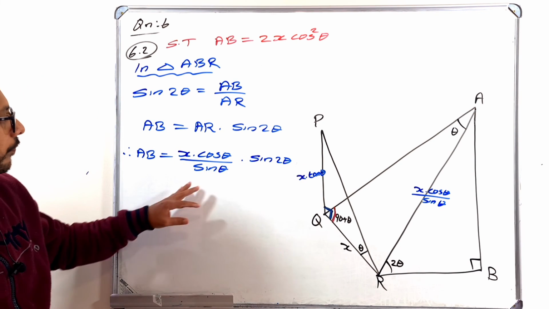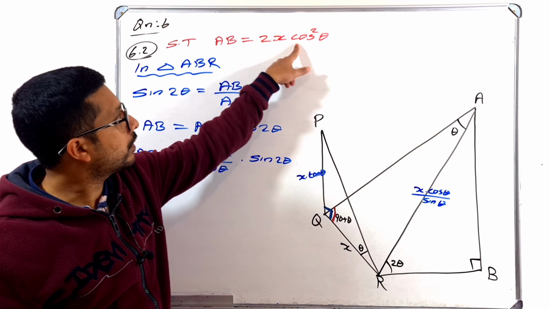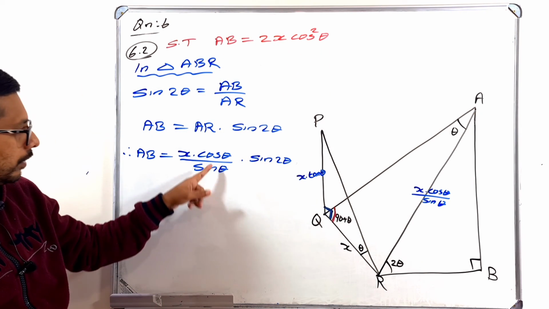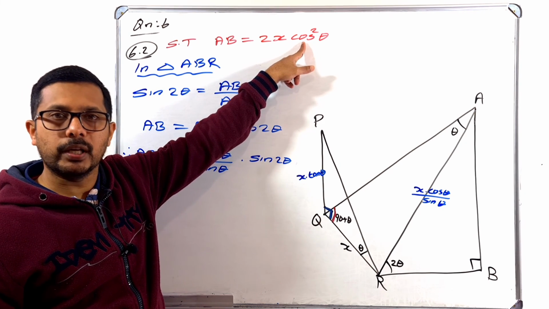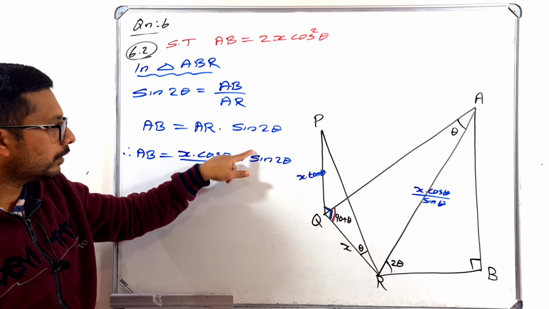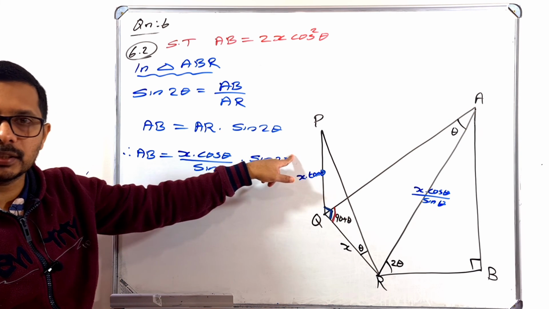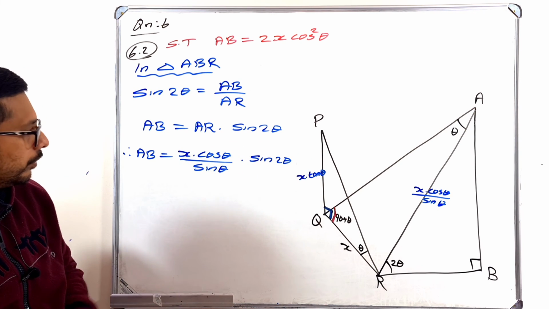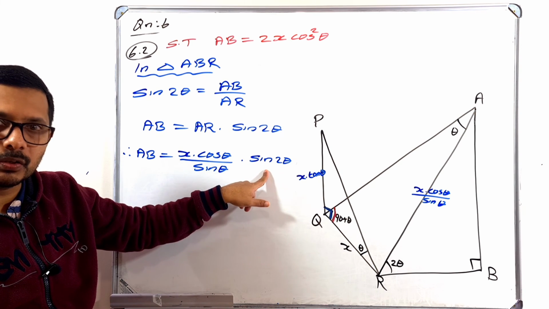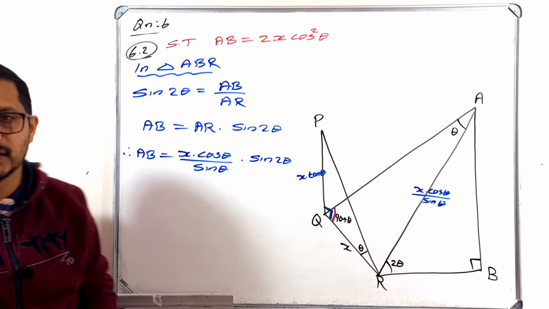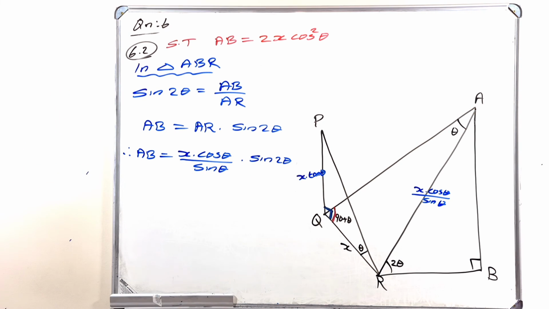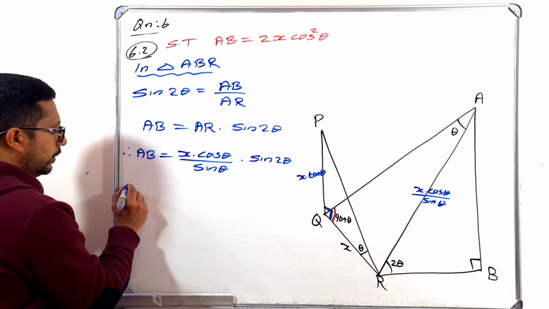Now look at this one. We want 2x cos square theta. There is one cos theta here. Here what we want is cos square. So we have to get another cos somewhere here in the numerator. Okay, so what can we do? Yes, this is a double angle, isn't it? So we know the expansion of this double angle, sine 2 theta. What is the expansion of sine 2 theta? 2 sine theta cos theta. Am I right? Okay, so instead of that sine 2 theta, I am going to write like this.